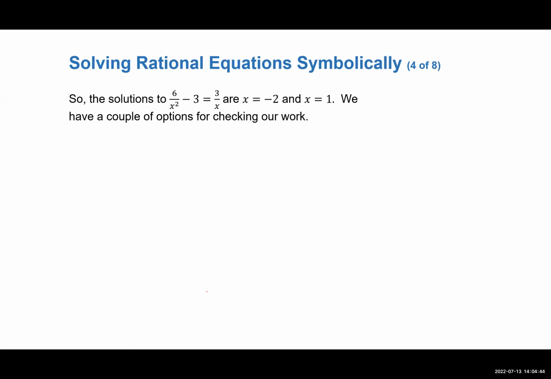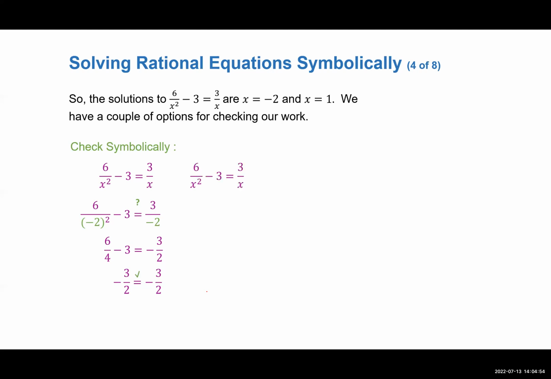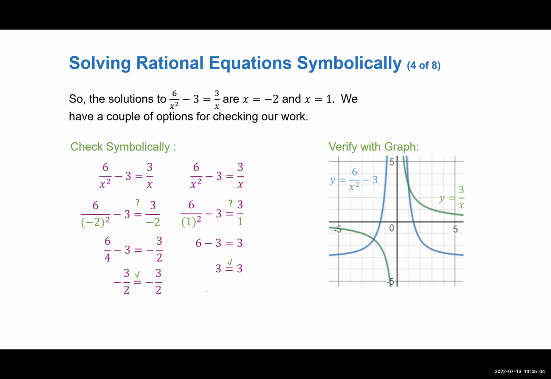Okay, and so then we just check our work by substituting the values in. So check -2 first, and you'll see that they do equal. Then check 1, and you see that they do equal again. So that works. Verifying it on a graph. If we were to graph the left side and the right side, we want to know where they touch. So here at -2 and here at 1. So that is where we call those solutions, where the graphs touch each other.